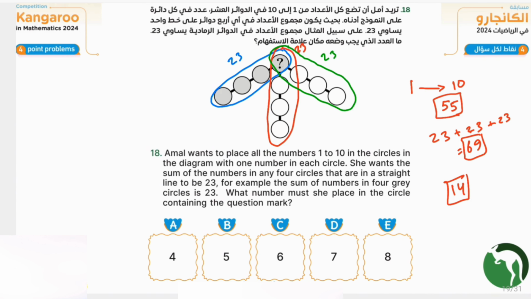Because the number in the question mark place will be repeated 3 times. So the first time will be like the other numbers, and it will be repeated also 2 more times, so 3 times. So this 14 exists because of repeating the number in the question mark place here in the center 2 other times. So if we divide this 14 by 2, it will give us 7. So the 7 should be placed here in the question mark place, and D is the correct answer.